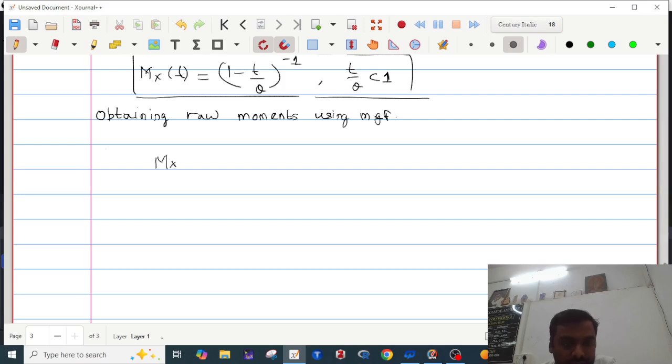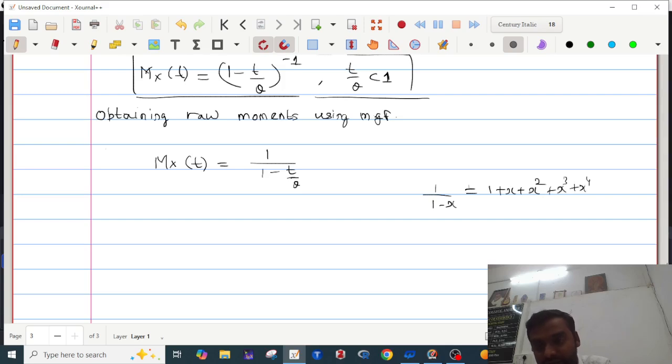M_X(t) is 1 upon 1 minus t upon theta. So use the series. We have one standard series: 1 upon 1 minus x is equal to 1 plus x square plus x cube plus x raised to 4 and so on. So use this standard series. Treat this t upon theta as x and solve this.